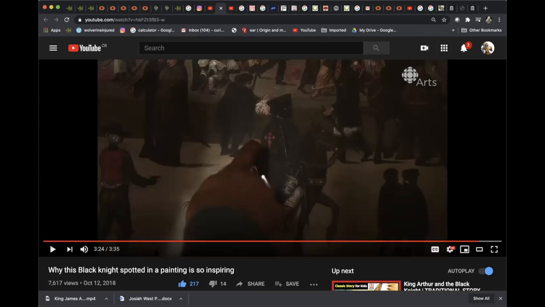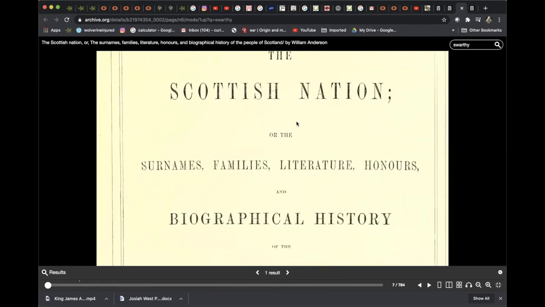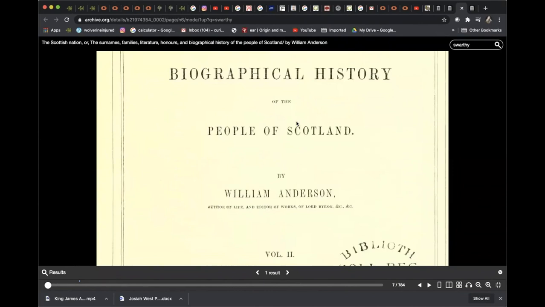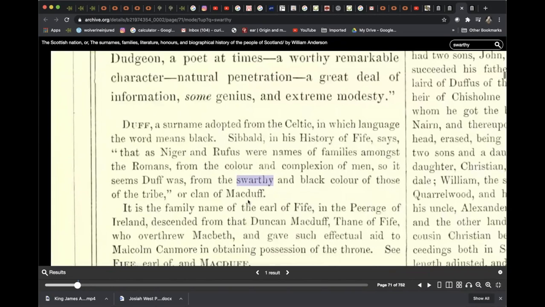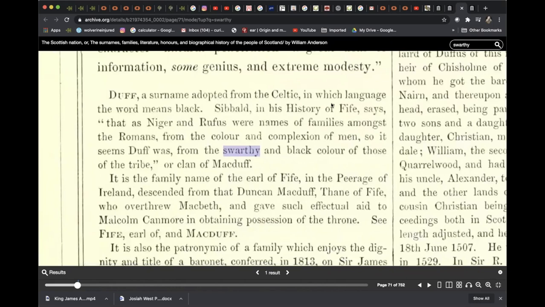All right, this is the book, The Scottish Nation, or The Surnames, Families, Literature, Honors, and Biographical History of the People of Scotland by William Anderson. This is volume 2, 1863. I'm on page 71 of this book, and it says here, Duff, a surname adopted from the Celtic, in which language the word means black. All right, Duff means black.